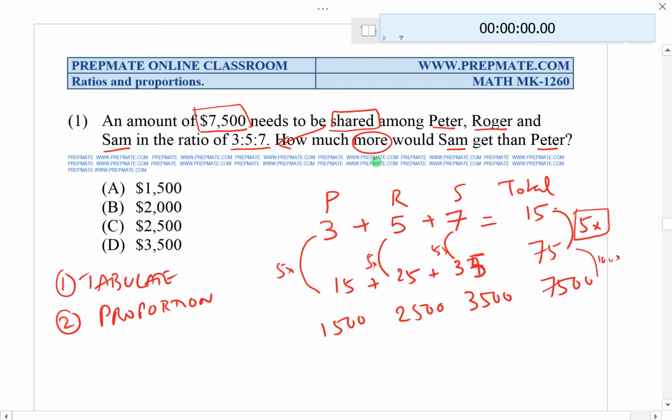So now to answer the question, how much more would Sam get than Peter? Sam gets $3,500 and Peter gets $1,500. So if you subtract $3,500 minus $1,500, which is going to be $2,000, and therefore our answer is B, $2,000 is the correct answer. Did you see that? Very cool.